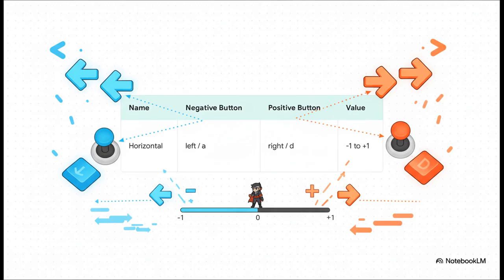So what does that mean? It means if you press A, the horizontal axis starts reporting a value that smoothly moves towards -1. If you press D, it reports a value moving up towards +1, and if you let go of both, it just returns to 0. This is an absolutely brilliant setup because it means your game works for both arrow key players and WASD key players right out of the box with zero extra effort from you.